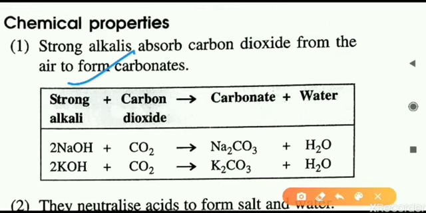Let us look at the reaction here. NaOH plus CO2, what we are getting is Na2CO3. The remaining thing will be water. Similarly, in the case of potassium hydroxide, we will get potassium carbonate, and the remaining thing will be water.